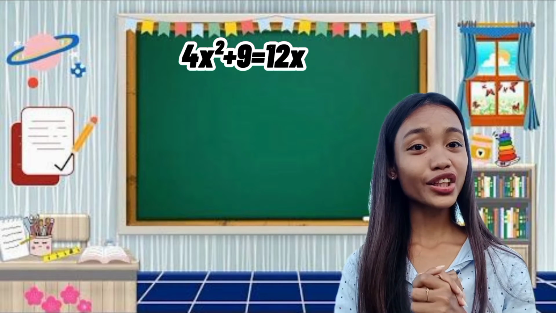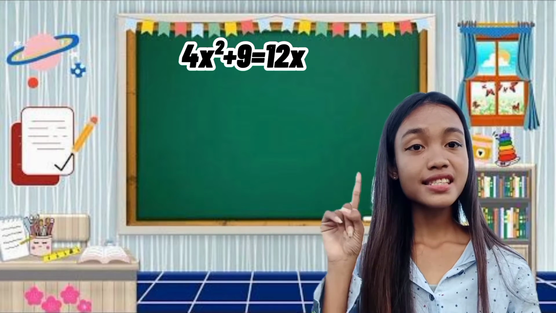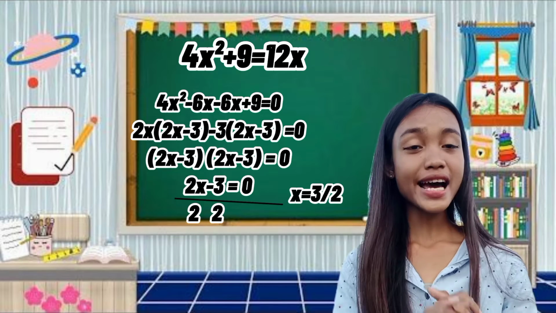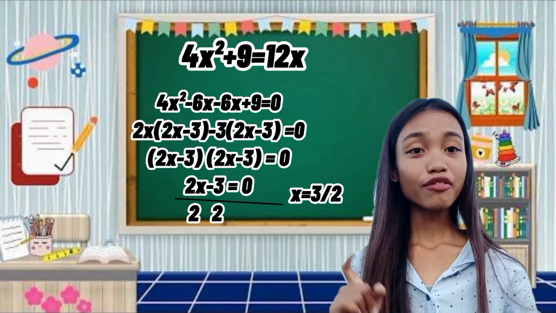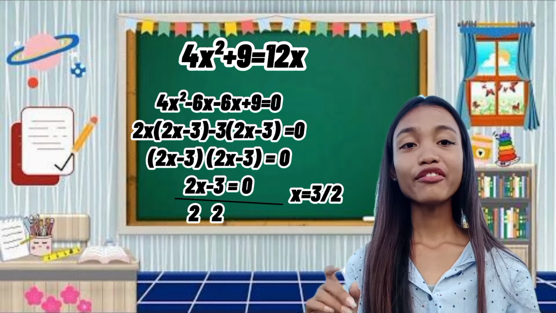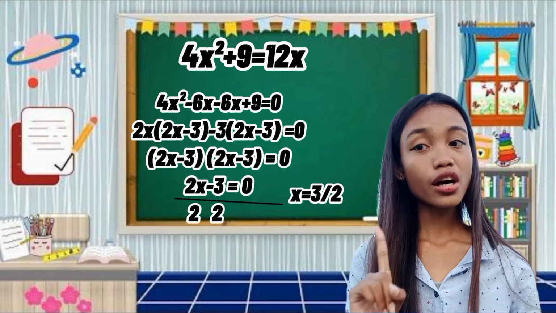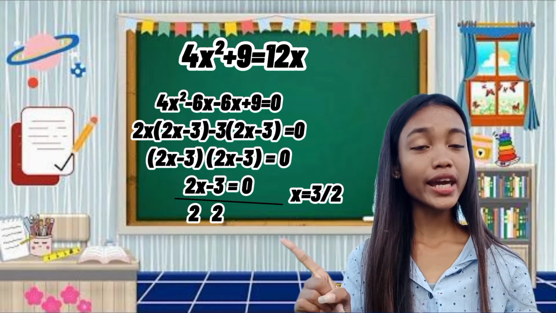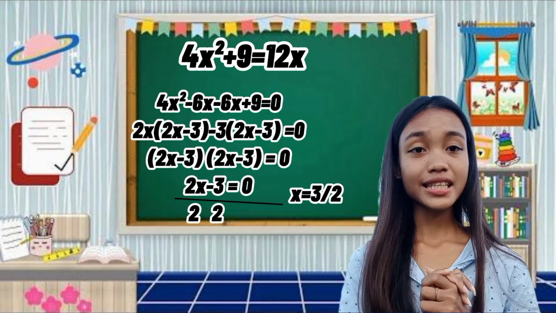So let's factor this. We have 4x squared minus 6x minus 6x plus 9 is equal to 0. So what happened with 12x? We have to divide them. So we have now 2x, the quantity of 2x minus 3, minus 3, the quantity of 2x minus 3, is equal to 0.